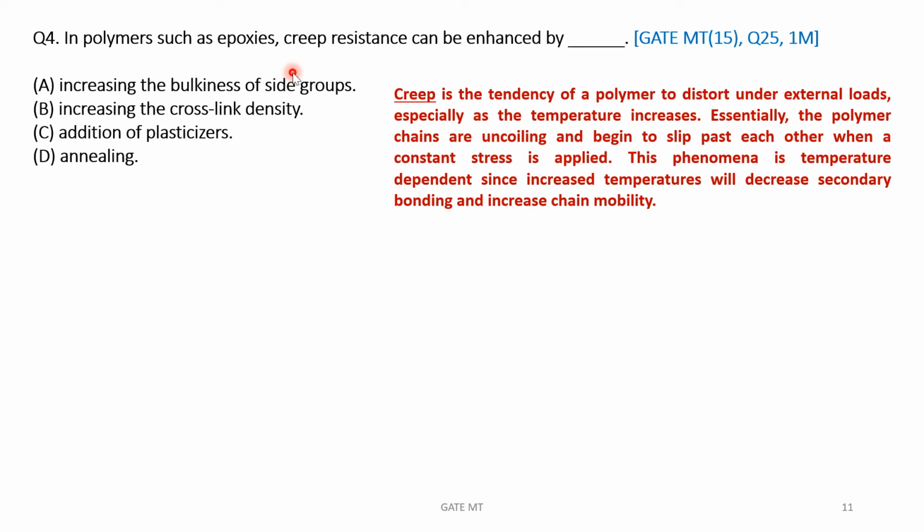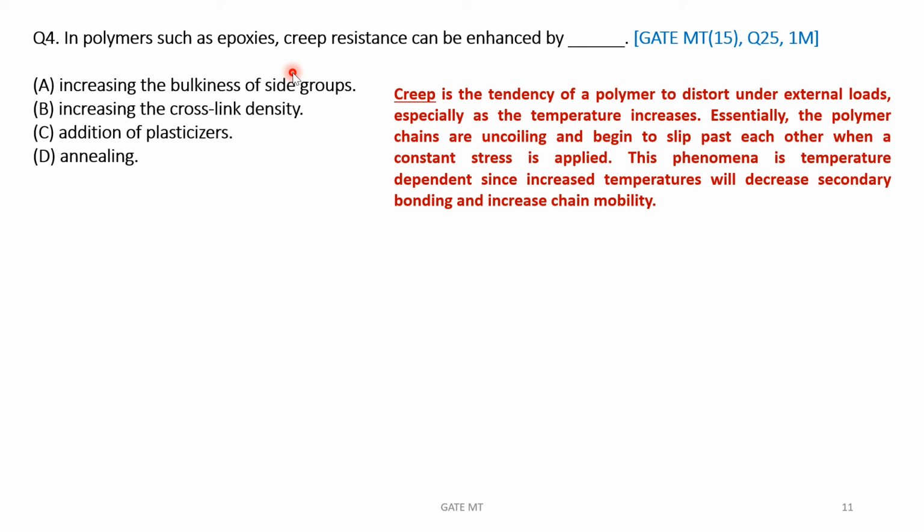But in case of a polymer, what happens? The polymer chain will start uncoiling and they will begin to slip past one another when a constant stress is applied at higher temperature. This phenomenon is completely temperature dependent, since at increased temperature, what will happen? There will be a decrease in the secondary bonding, and also due to increased chain vibration, there will be increased chain mobility. Now that we have understood what is meant by creep in polymers, it is necessary to see what increases the creep resistance of polymers.